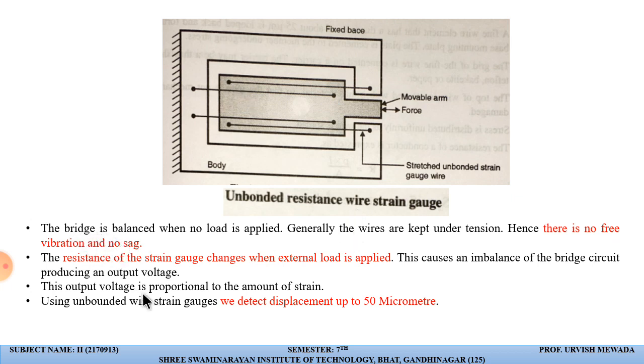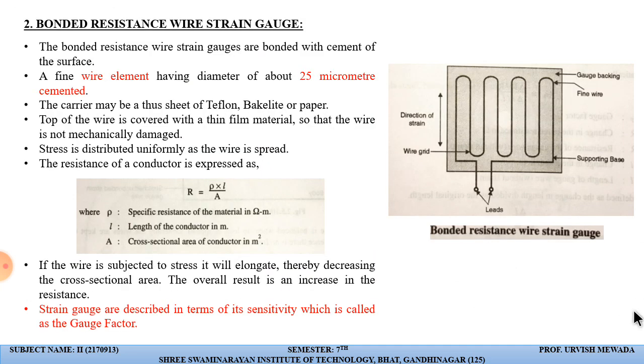Now the resistance of the strain gauge changes when the external load is applied, as I explained, and this output voltage is proportional to the amount of strain applied on the strain gauge. Using this unbonded wire strain gauge, we detect displacement up to 50 micrometer. So from this dimension, you can assume that this type of strain gauge is very sensitive for strain measurement.